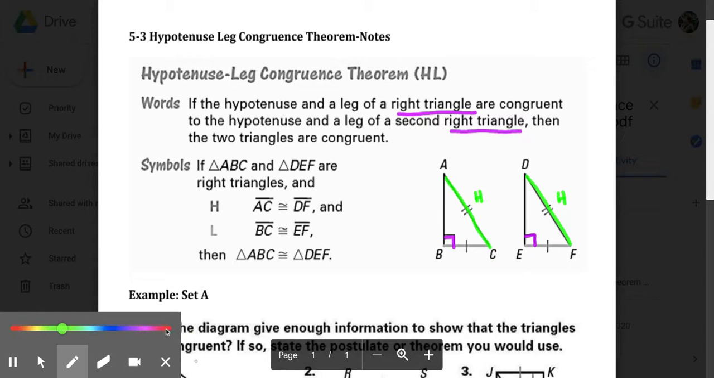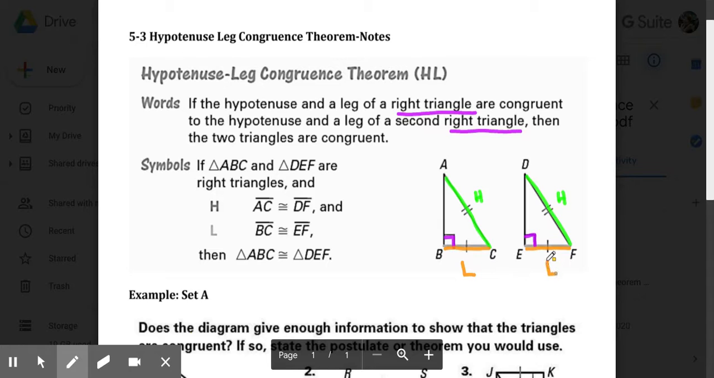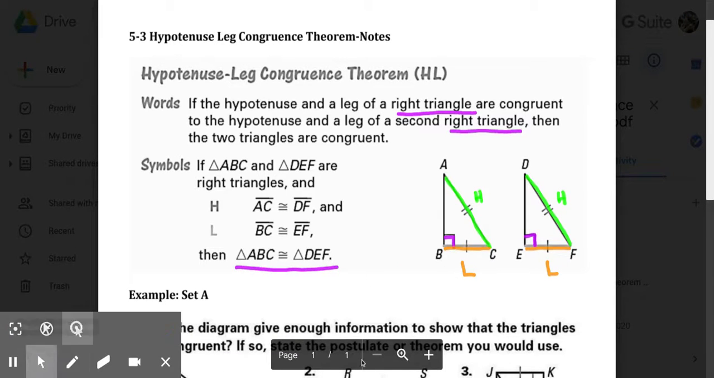I also have this side, BC, which is a leg because it's connected to the right angle. And in the second triangle, I have EF, which is another leg. So I do have hypotenuse leg in both of the triangles. Therefore, I could say that the two triangles are congruent. Triangle ABC is congruent to triangle DEF.